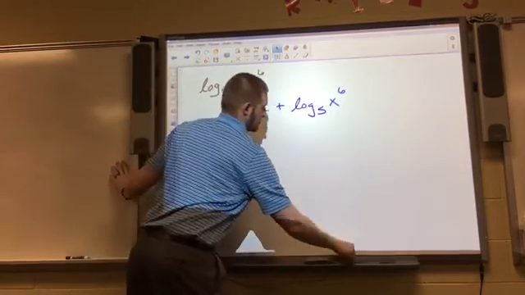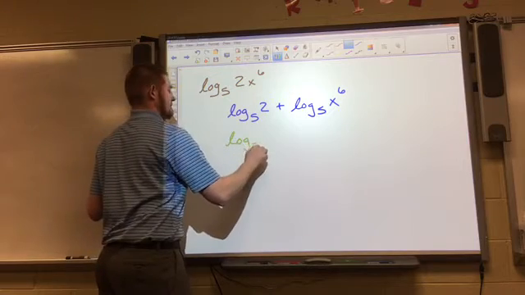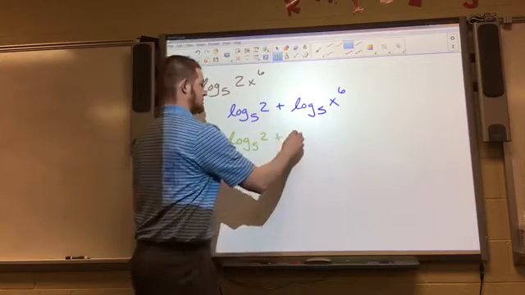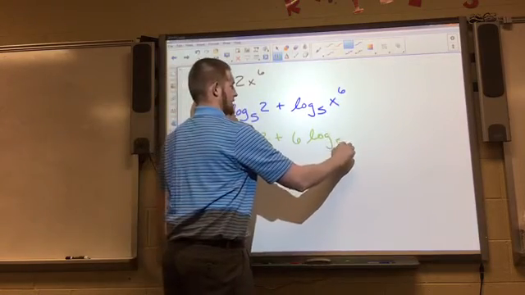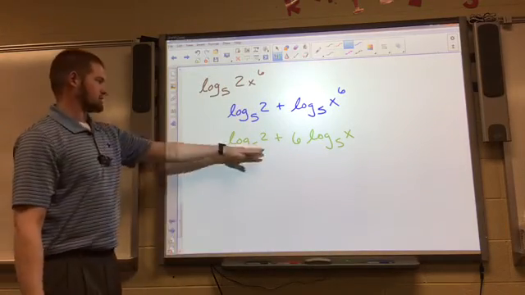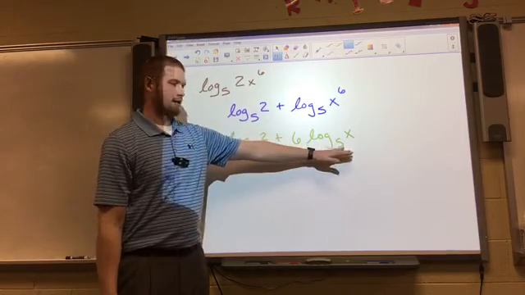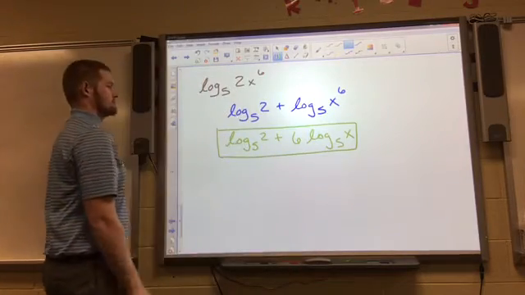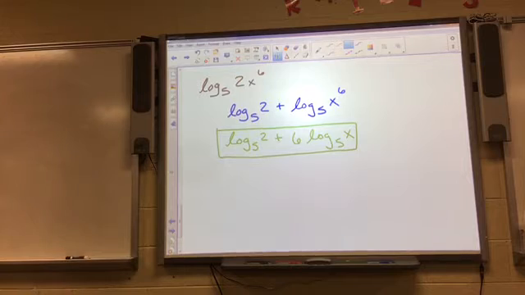So I want to rewrite one more time. Log base 5 of 2 plus, what does this change to? 6 log base 5 of x. Okay, double check. Can I expand that anymore? No. So you're done. Okay, we're making them longer. So then condensing would be doing the opposite, right? It'd be taking something that is already long and making it smaller.